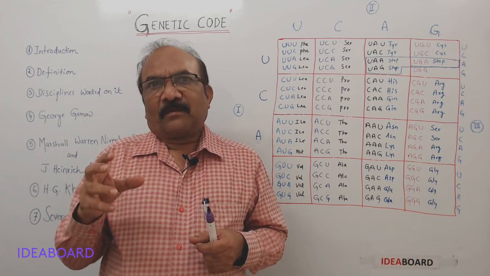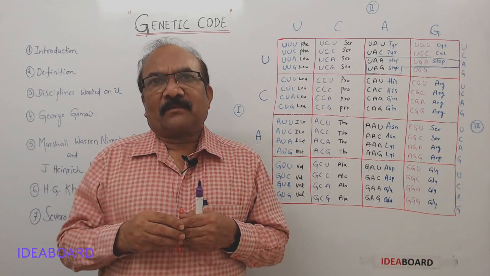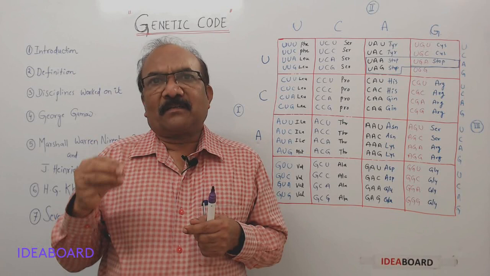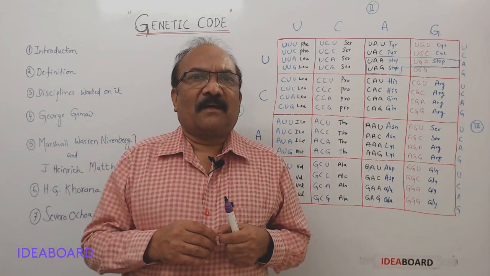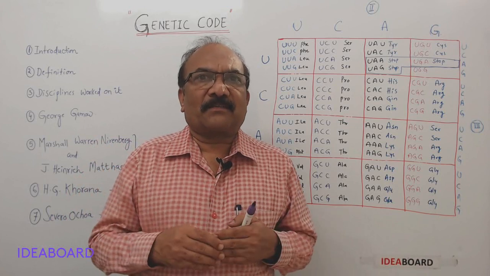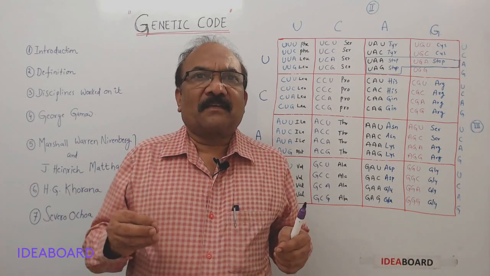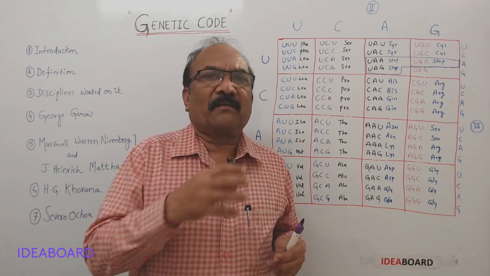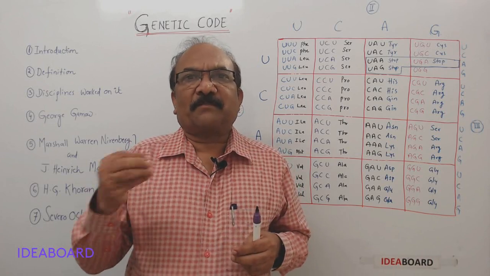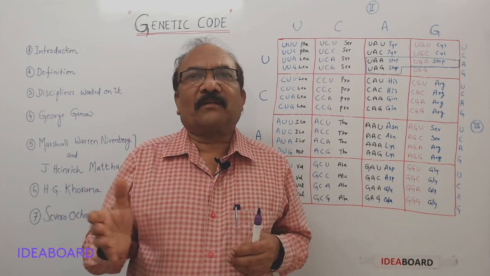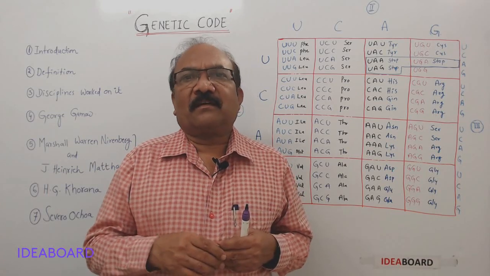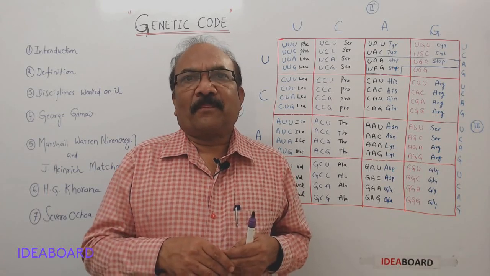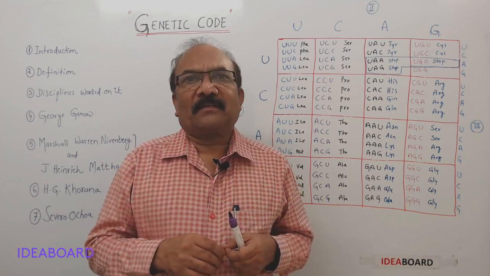Now this genetic information which is present on DNA and RNA should be expressed. And how is it expressed? It is expressed in the form of a protein. It means that after transcription, there will be translation, as a result of which protein is formed.